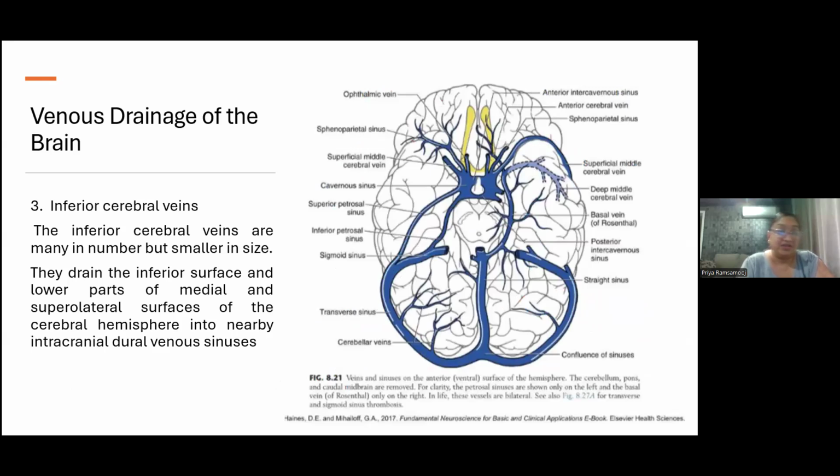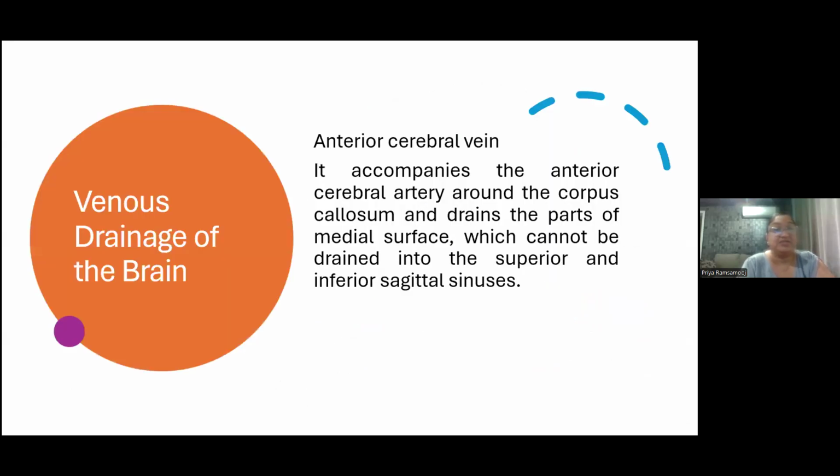Inferior cerebral veins, many in number, small in size, drain the inferior surfaces of the lower portions of the medial and superior lateral surfaces of the cerebral hemisphere. I did speak about the anterior cerebral vein. It's important to know it runs along the anterior cerebral artery around the corpus callosum and helps to drain the medial surface that cannot be drained otherwise into the superior and the inferior sagittal sinuses.